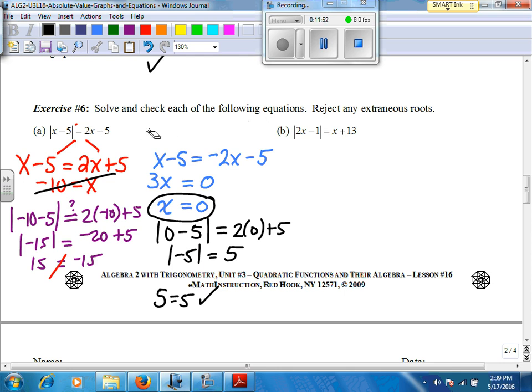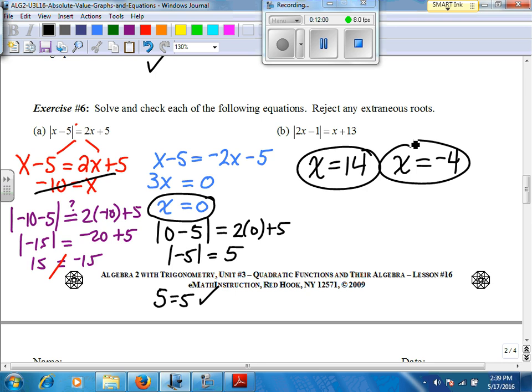Now in B, if you guys want to try that on your own, you get solutions of 14 and negative 4, and both of them check. So you guys can try that one on your own, and like we've done with all the other lessons, if you guys have any questions, we can go over them in class, but at least you now have an idea of how to solve absolute value equations.